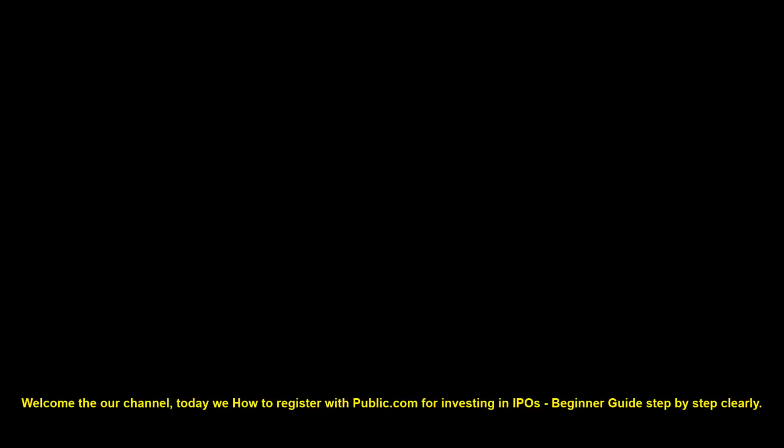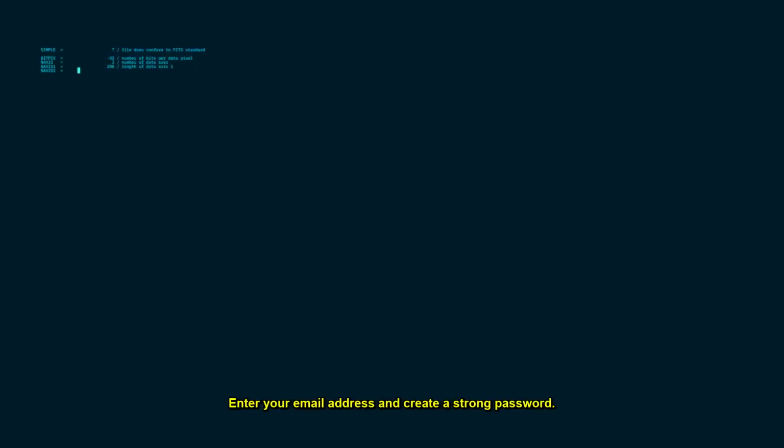clearly. To register with public.com for investing in IPOs, begin by visiting the public.com website or downloading the app on your mobile device. Click on the sign up button on the home page. Enter your email address and create a strong password. After that, click on the continue button to proceed.